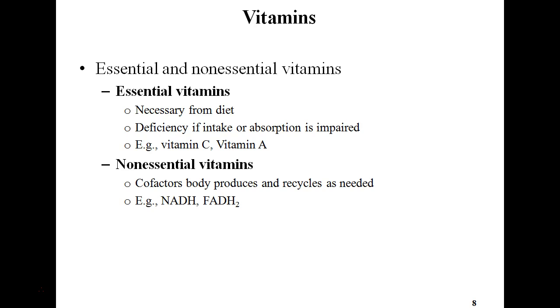As we compare and contrast essential and non-essential vitamins, we see that essential vitamins are necessary from the diet. We need to obtain those from outside sources. If we have a deficiency in our diet, we have problems. Our bodily functions are impaired. So vitamin C, we obtain that from items like carrots or oranges, vitamin A, and so on.